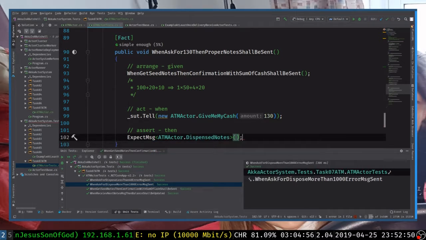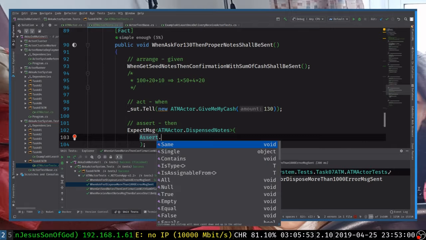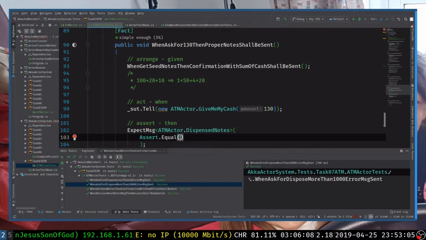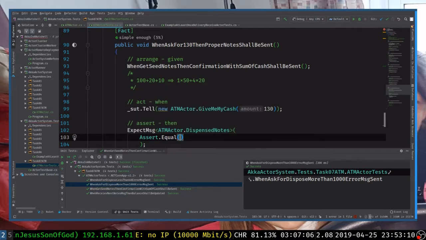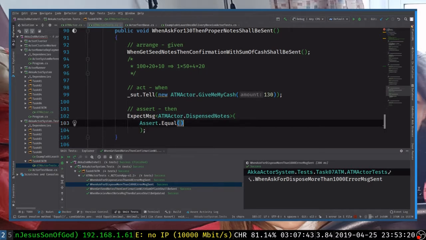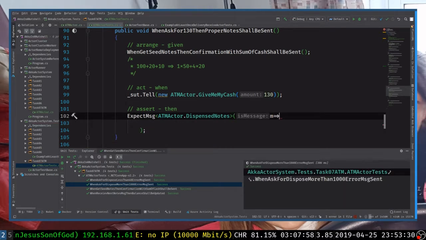Else. Okay. And in this message we should have asset equal, and then we say expected. So in our case we are focused on 20s, and we didn't make this.